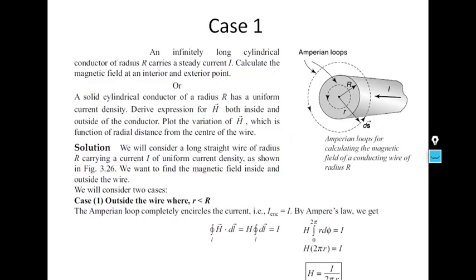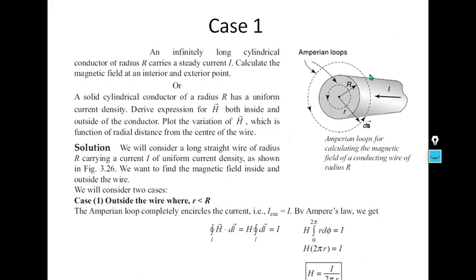Now in a symmetrical case, if we apply Ampere's law, it is easier than Biot-Savart's law. As it is a symmetrical distribution, we can take it. The current is given; calculate the magnetic field at interior and exterior points. We are taking a solid cylindrical conductor, not a hollow conductor, of radius R. This radius R has a uniform current density, so a symmetrical distribution of current density. Derive an expression for H both inside and outside of the conductor.